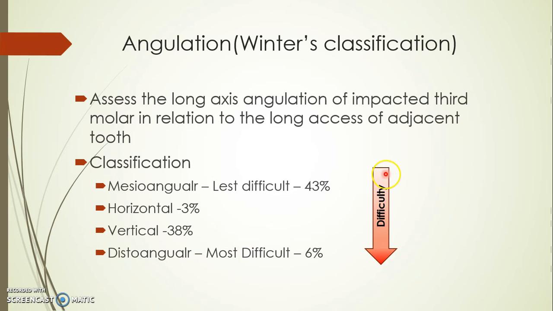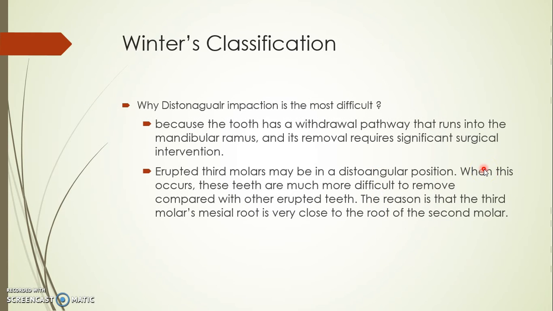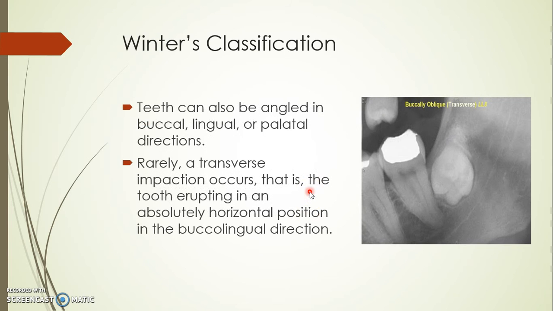So as you can see, the difficulty increases if you go downward. So the most difficult one is the distal angular. So again, why is distal angular impaction most difficult? Because the tooth has a withdrawal pathway, as I said, that when we try to remove the tooth, it's going to trap it in the mandibular ramus. And sometimes the root of the impacted third molar will be very close to the roots of the 7, which adds more difficulty to remove this type of impacted tooth.